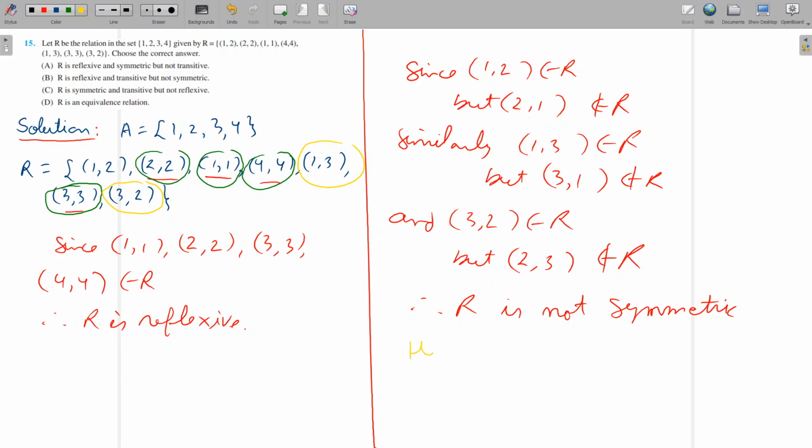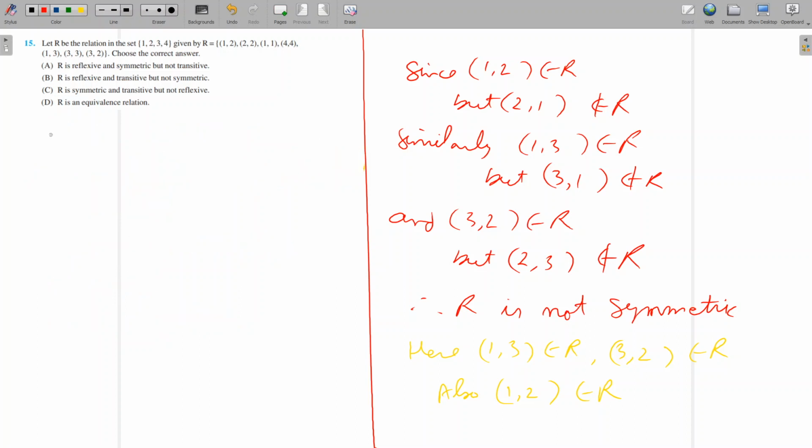Here (1, 3) belongs to R and (3, 2) belongs to R. Also the ordered pair (1, 2) belongs to R. And also in other ordered pairs, the concept of transitivity is not rejected. Therefore, we can say that R is transitive.